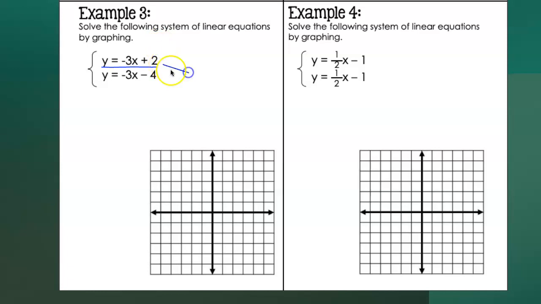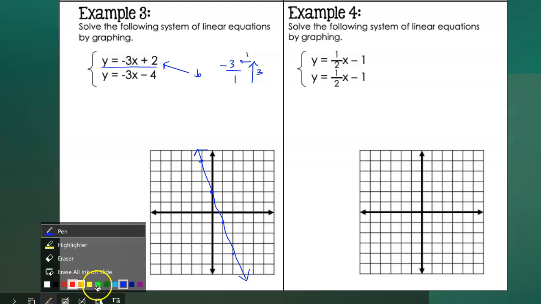So for this one, my b, my y-intercept, is 2. I'm going to start at 2. And then my slope is -3, meaning -3/1. So I always rise, and it's negative, so I'm going to go to the left. So rise 3, 1, 2, 3, left 1. Down 3, right 1. Down 3, right 1. There's my line. Not pretty, but it's not bad.